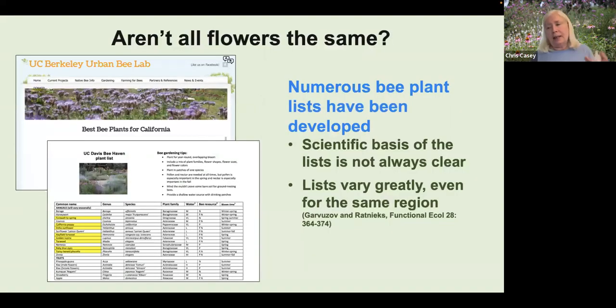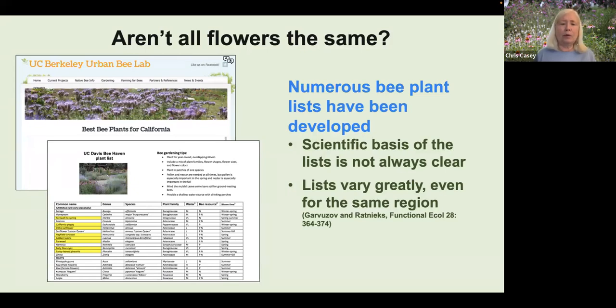And of course, when we're dealing with the public and advising them about plants for bees, a question that I get all the time is, well, aren't all flowers the same? I mean, if a plant has flowers, isn't it going to be good for bees? And I think as we've learned so far, that's definitely not the case. Of some concern is that of the many different bee plant lists out there, the scientific basis of the list, why those plants are being recommended, is not always clear. So I think the best thing that we can advise people to do is go to a trusted source and look at the plants they're recommending.